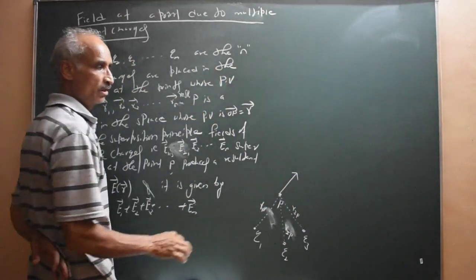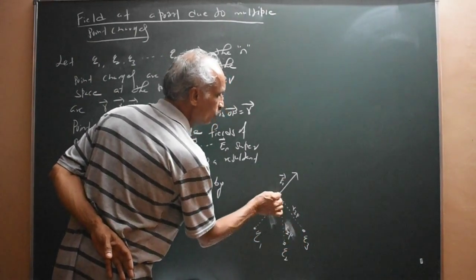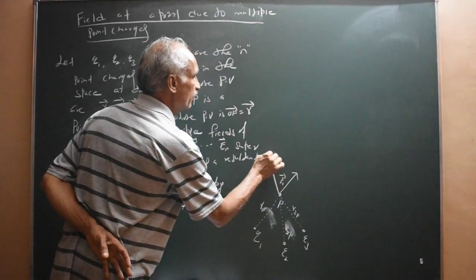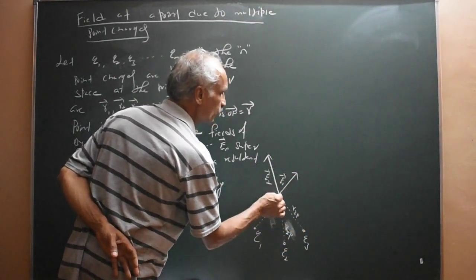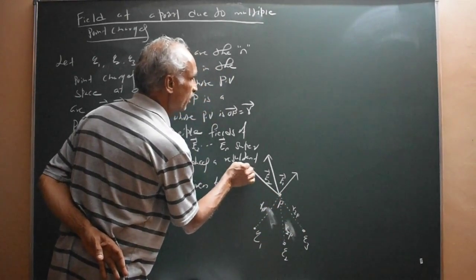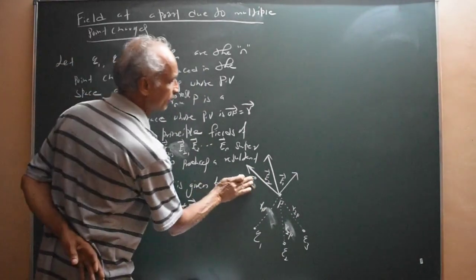The charge Q1 produces the field E1 bar, and the charge Q2 produces the field E2 bar at the point P. The charge Q3 produces the field E3 bar.